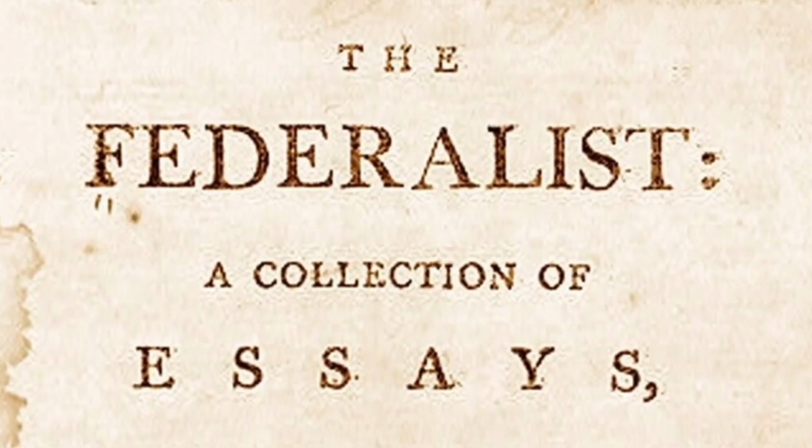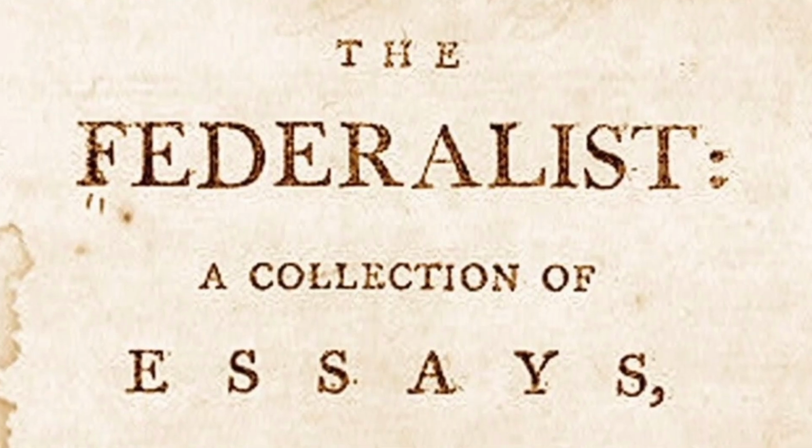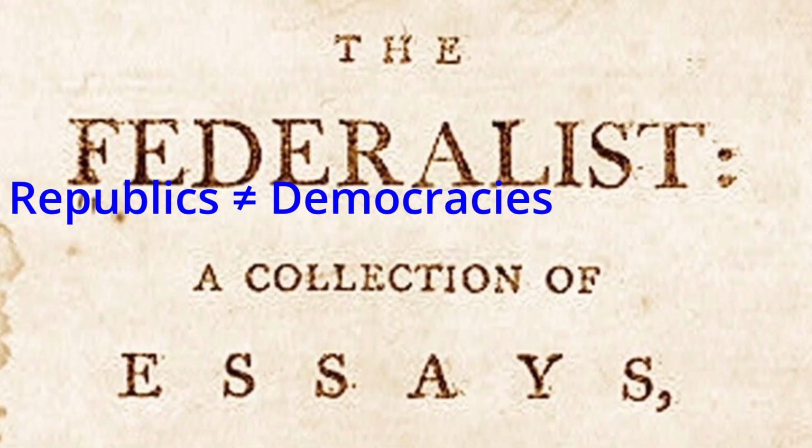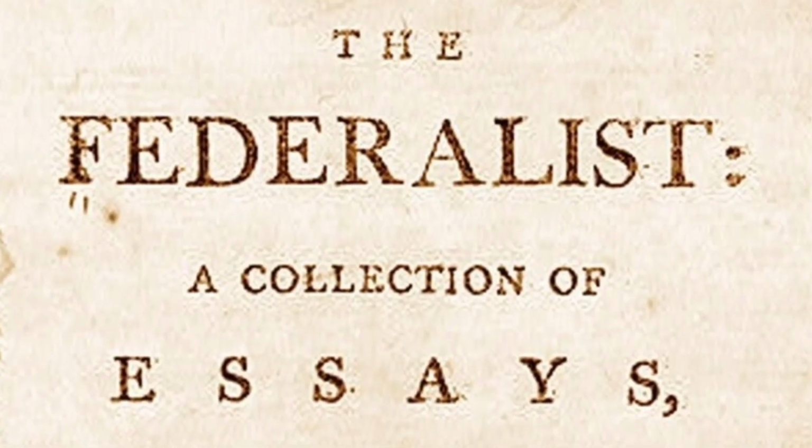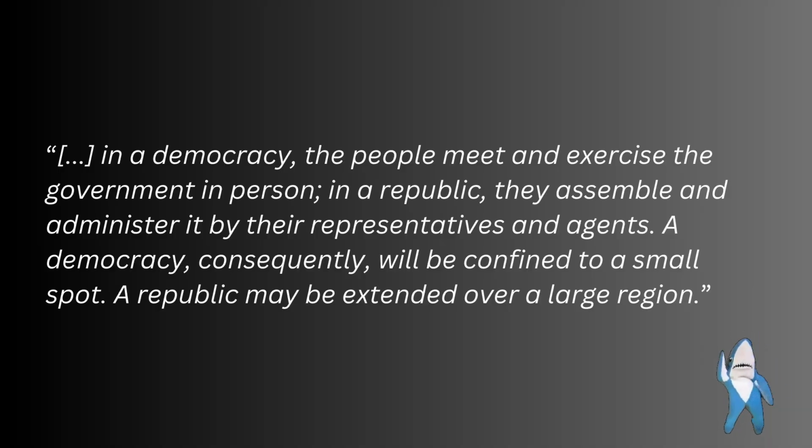In Madison's eyes, the misunderstanding arises out of people confusing republics for democracies, and he distinguishes between them as follows. In a democracy, the people meet and exercise the government in person. In a republic, they assemble and administer it by their representatives and agents. A democracy, consequently, will be confined to a small spot. A republic may be extended over a large region.